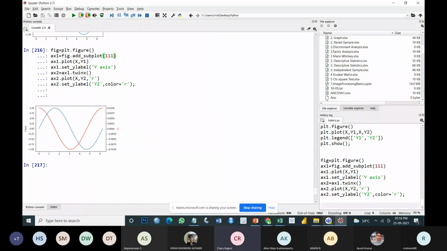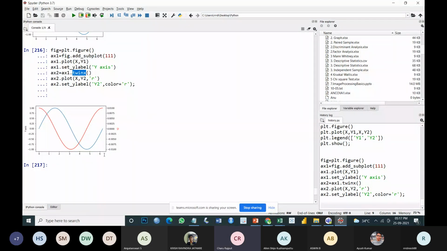Sir, twin x means it's duplicating this ax1 plot. Yeah, it is duplicating the x-axis, with a common y-axis. Two different y-axes, common x-axis.